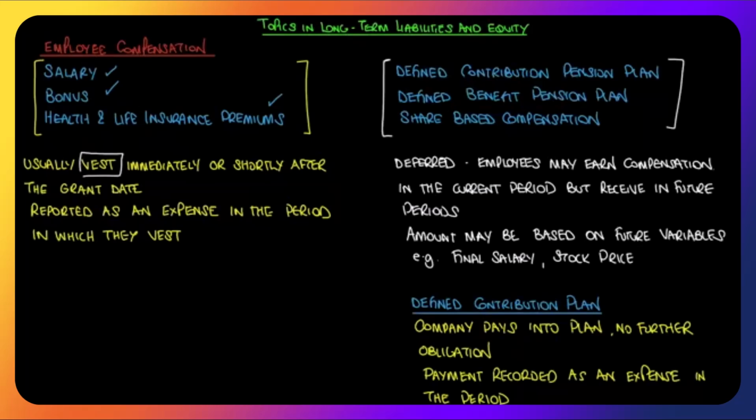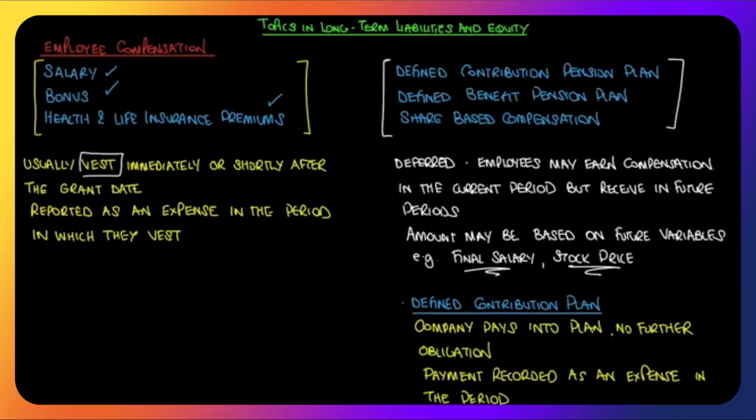First of all, they are deferred. So we earn compensation in the current period, but receive it in the future. Obviously, you get your pension once retired, and it may be based on future variables. So for the pension, things like final salary will impact how much you get as a pension, and for share-based compensation, clearly the stock price. Now I say some are tricky, some are not.